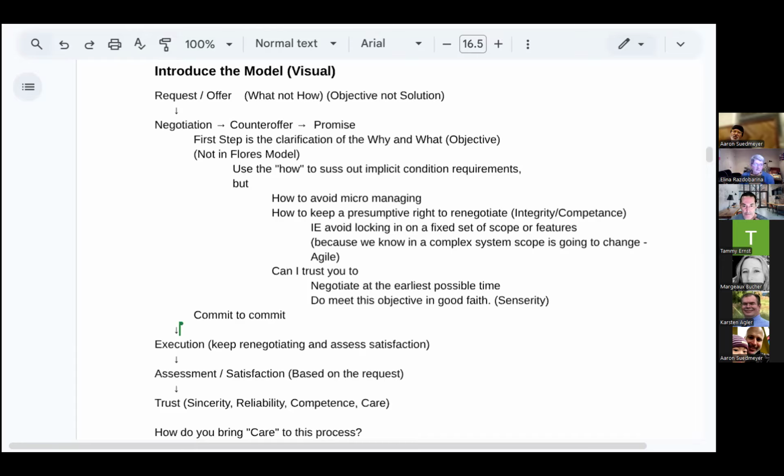This one, I can trust you to renegotiate at the earliest possible time. So it should say renegotiate at the earliest possible time, and to meet the objectives in good faith. So these are the two things that, as the leader asking for something, we expect during the execution and the negotiation phase, that the people we're working with renegotiate at the earliest possible time that they learn something new, and meet this objective in good faith.